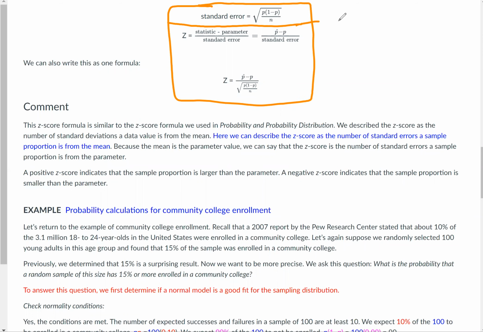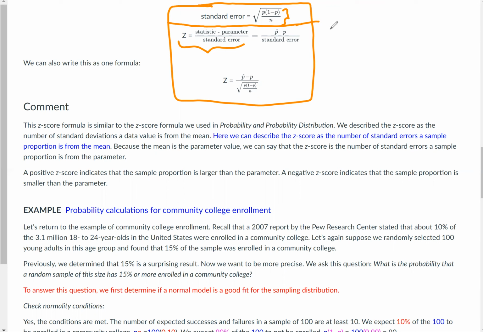The standard error is the square root of p multiplied by 1 minus p all over n. So make sure you do that calculation inside the square root first until it's one number. You multiply p by 1 minus p, whatever you get from that, divided by n, and then whatever you get from that, take the square root. Z is equal to, in the numerator, the statistic minus the parameter over the standard error.